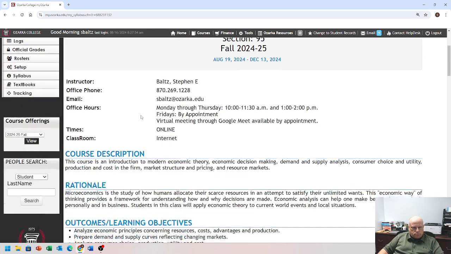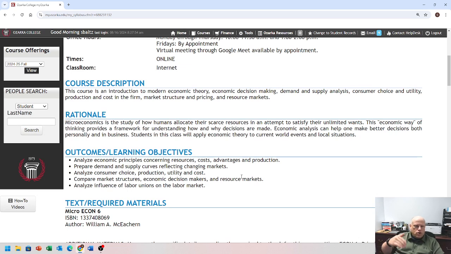The first three items under my information on the syllabus are the course description, rationale, and outcomes. I'm going to talk about all three of these things together because they're all closely tied together. They're basically all saying the same thing, just in a different way. So basically in this class, we're going to learn basic economic theory, and we're going to look at how economic decision makers make decisions based on those theories. And then also we're going to look at demand and supply analysis, which is very important for businesses to understand.